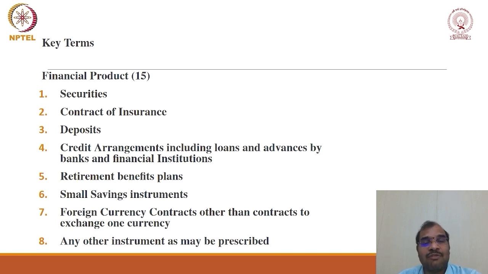Whenever you are having foreign currency contracts other than the contracts to exchange one currency, if you are entering into an agreement to exchange one currency, then that is not regulated here. Other than that, if you are having any agreement whereby foreign currency contracts are there, that is included in the definition of financial product. Or any other instrument as may be prescribed. So these are all the various products which are included within the definition of financial product.